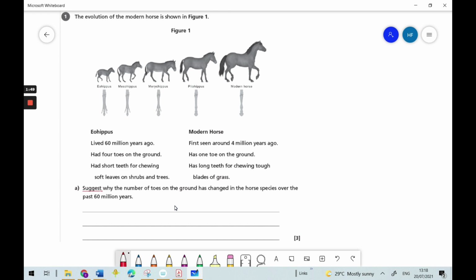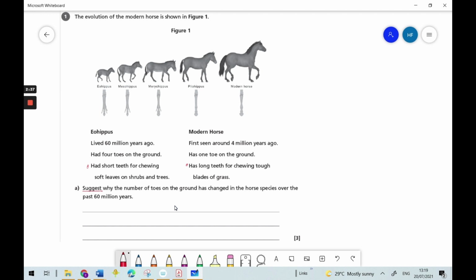So we need to be thinking about reasons why it might be an advantage to have a hoof or 1 toe rather than a number of toes. Now the first clue to answering this question is actually in the information about the changes in diet, because it says here that the Eohippus had short teeth for chewing soft leaves on shrubs and trees, which suggests that it probably lived in forests, whereas the modern horse has long teeth for chewing tough blades of grass. And that makes sense because the modern horse's natural habitat is grassland. So that makes sense to have that type of teeth.